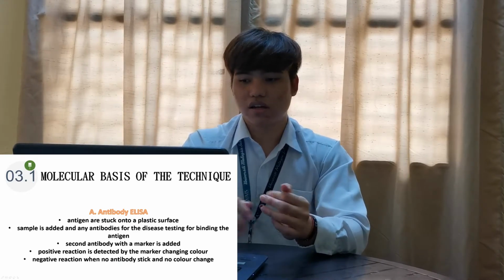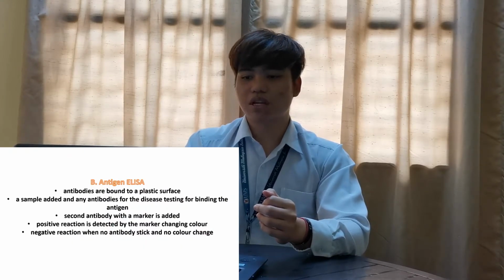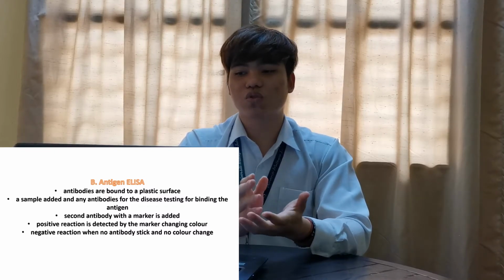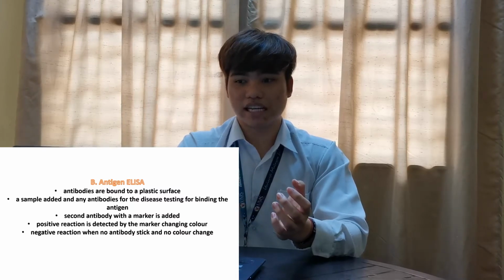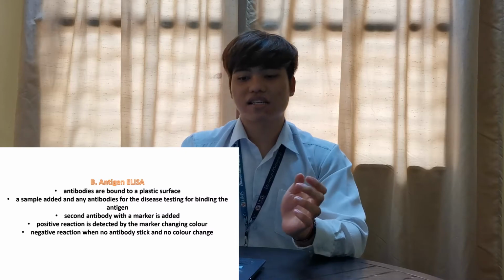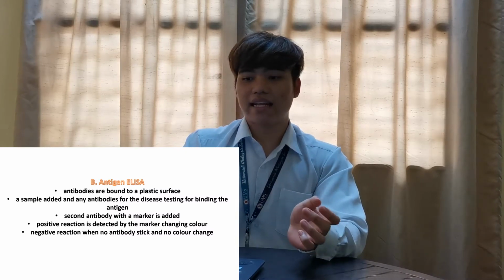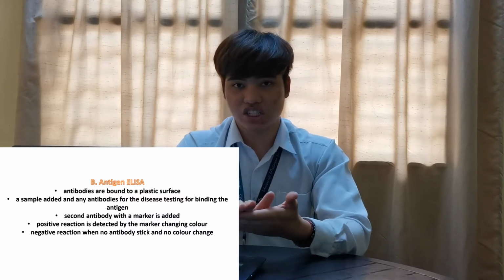For part B, antigen ELISA is similar to antibody ELISA, but here the antibodies are bound to a plastic surface. The antibodies are attached to the 96-well plates or other plates. The sample is added and any antigen from the disease is tested for binding to the antibody.